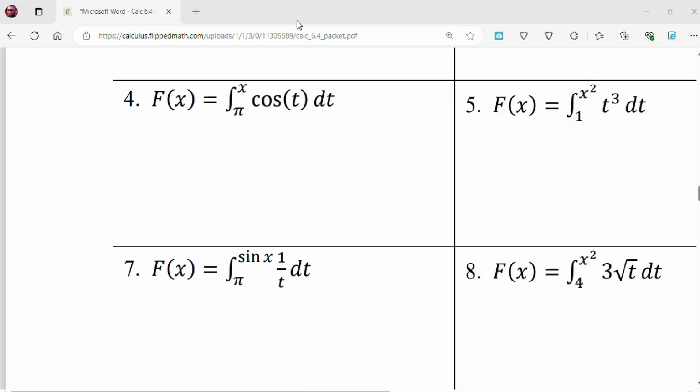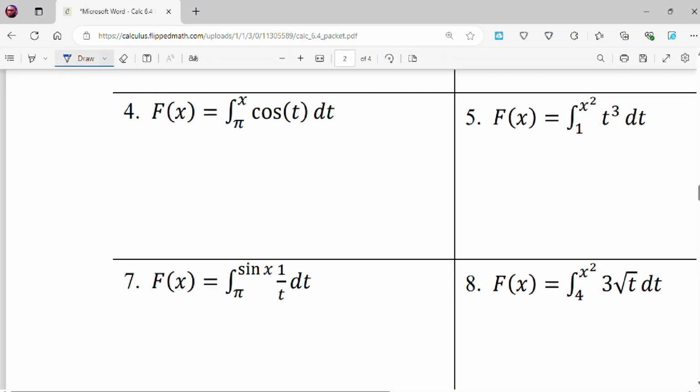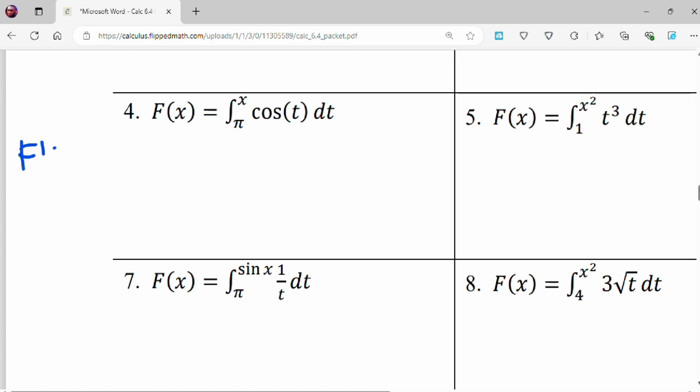Number 4. F of x equals integral from pi to x of cosine t. So pi is a constant, x is a function. So we can use FTC to find our answer. So f prime of x, the derivative of the integral is just going to get rid of the integral. So we just get cosine x, and the x goes into t.